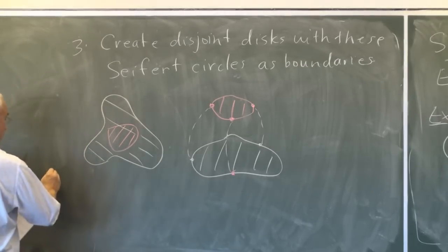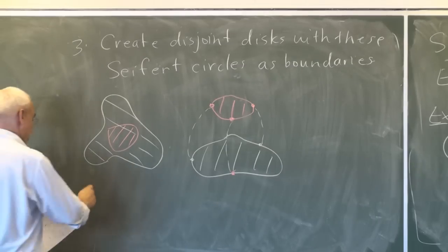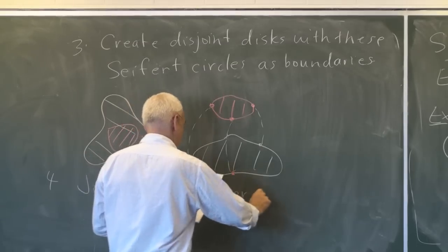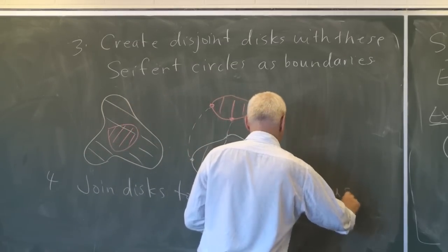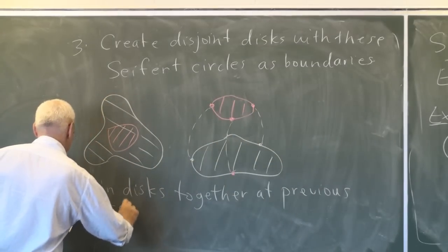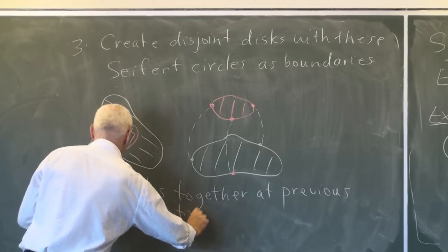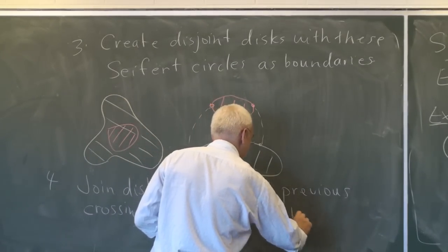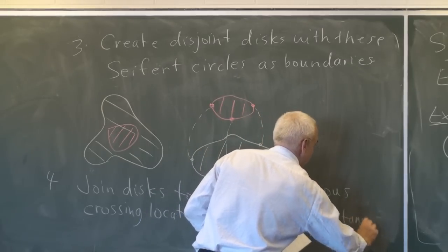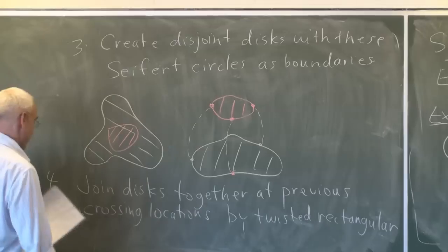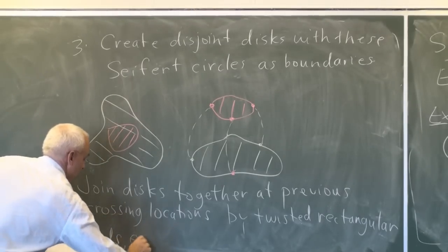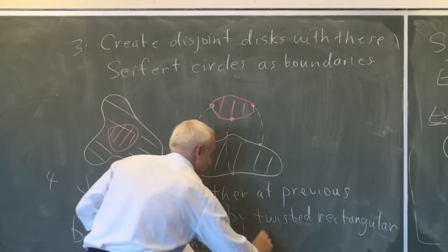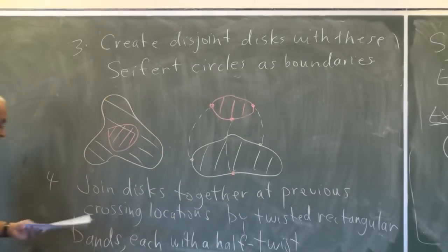Now in our fourth step, we're going to join the disks together at the previous crossing locations by twisted rectangles, or twisted rectangular bands, each with a half twist, following the original crossing.